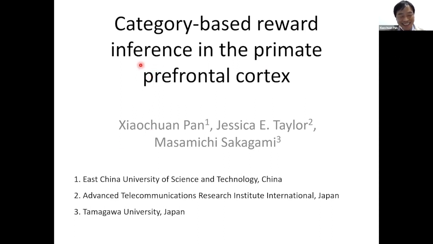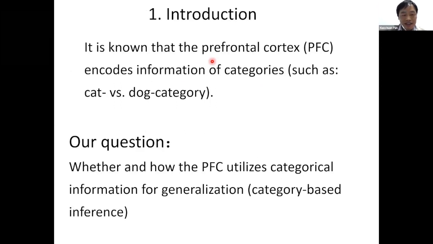Sorry. So the title is category-based reward inference in the prefrontal cortex. We know the prefrontal cortex may include information about categories, such as cat and dog categories. So our question is whether and how the prefrontal cortex can use category information for generalization. We call this category-based inference.